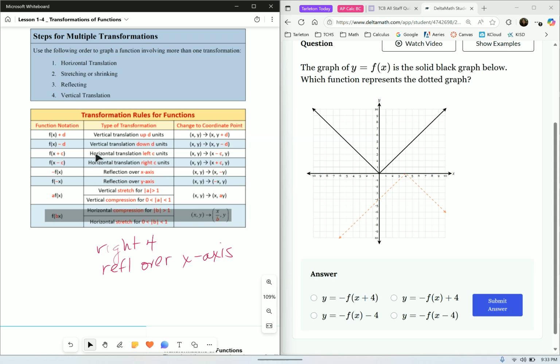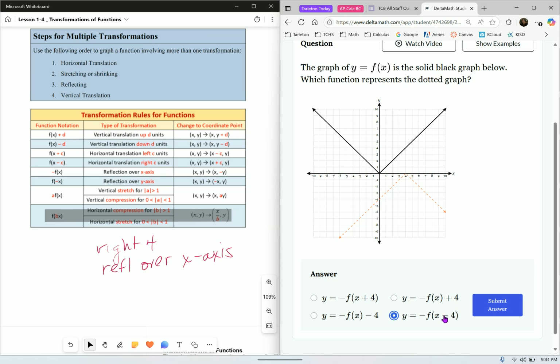And with horizontal translation, we always do the opposite. So if I need to go right 4, I need to look for negative 4 to the x. So here's x being negative 4, and so that might be an option. And it doesn't look like it's happening with anything else because this here would be left 4.